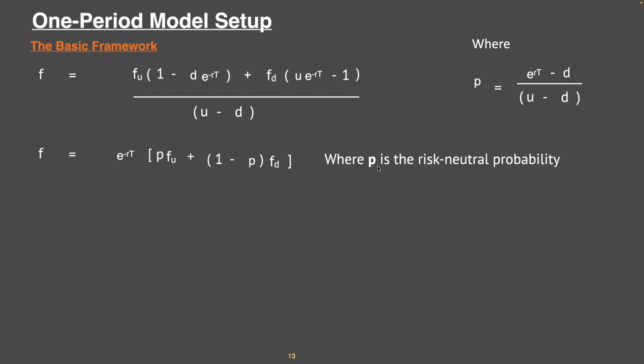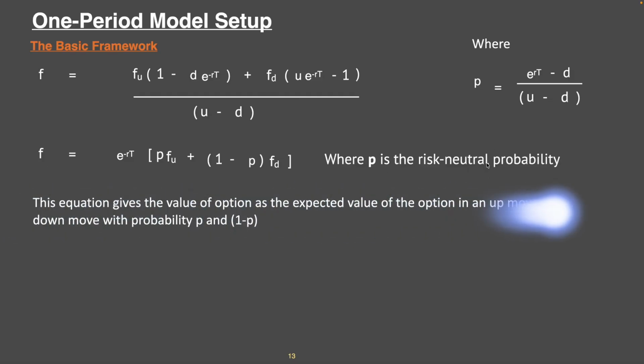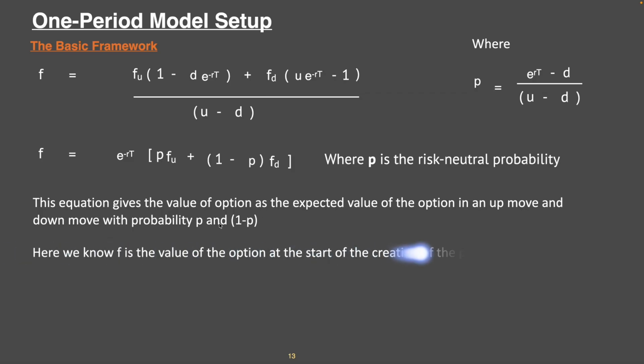What is P? P is the risk neutral probability. So what is this equation giving? It is giving the expected value of the option in an up move and down move with a probability of P and 1 minus P.